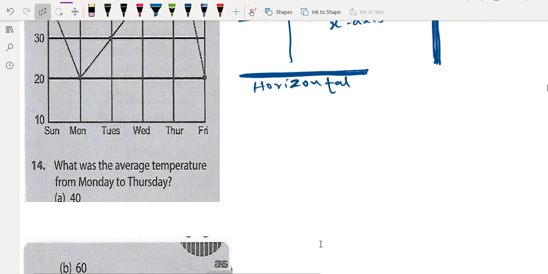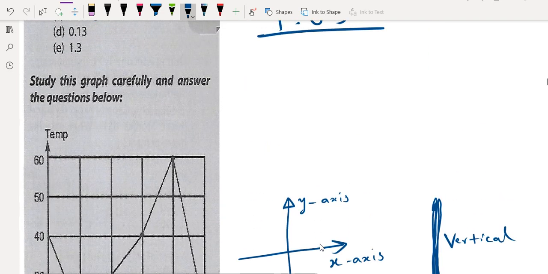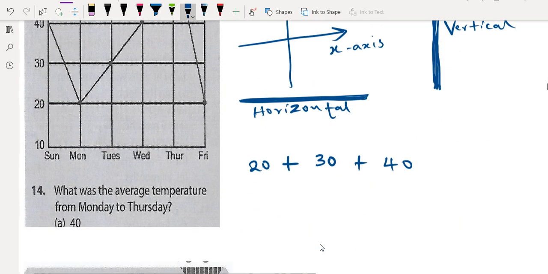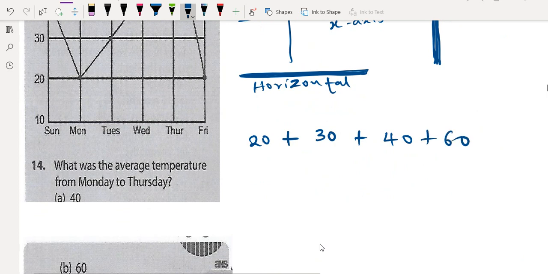Question 1. What is the average temperature from Monday to Thursday? On Monday, what's the temperature? 20. So I'm looking for the average to Thursday. Tuesday is what? 30. Wednesday, 40. Thursday is 60. 4 days, right? Yes, over 4. That's how I look for the average.